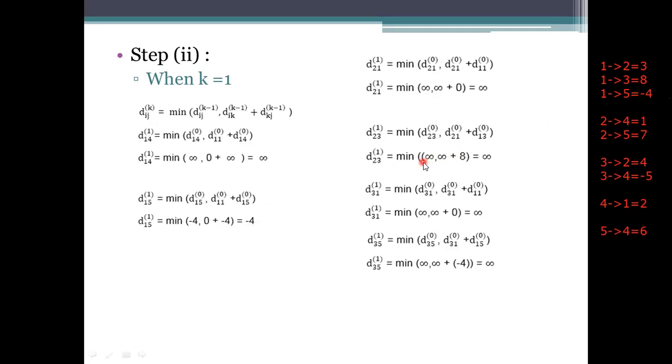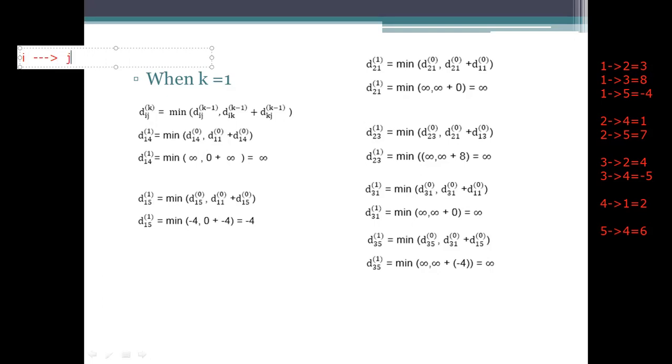When k equals 1, whenever we are using intermediate node 1, we need to consider whether there is a path which is a minimum one or not. For that calculation, we take the minimum value from the actual path. The actual path is from i to j.